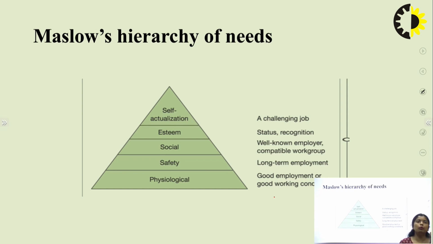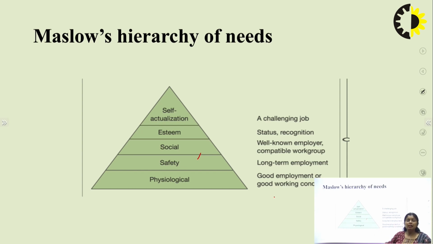First, we need only a job. After that, we need a handsome salary job. Next, the working conditions should be good. Next, a socially well-known job will be needed. So every time, when the psychological condition is fulfilled, then the safety will be needed. When the social values are fulfilled, then we need status or recognition.